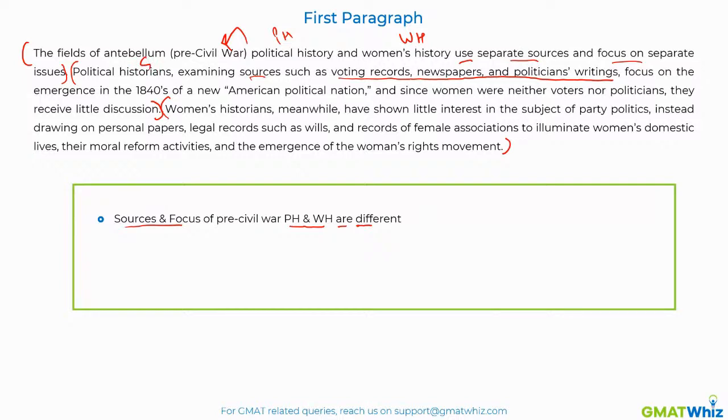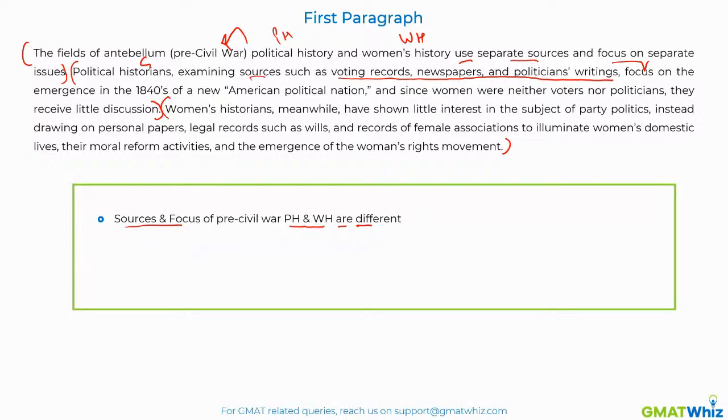Time to use your sentence correction skills. Focus, verb here, on the emergence. Okay, so their focus is on what? Emergence of what? In the 1840s of a new American political nation. Achha, so they are political historians. They want to focus on politics, of course.